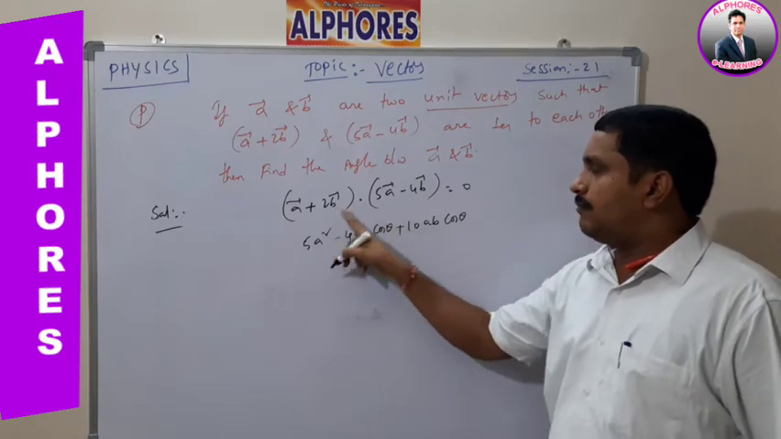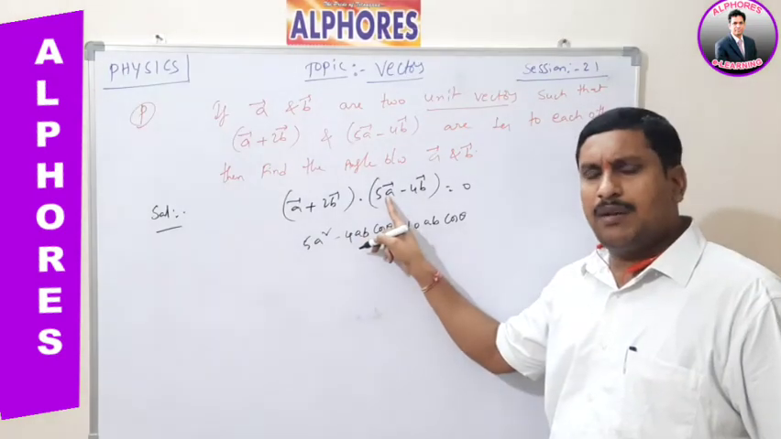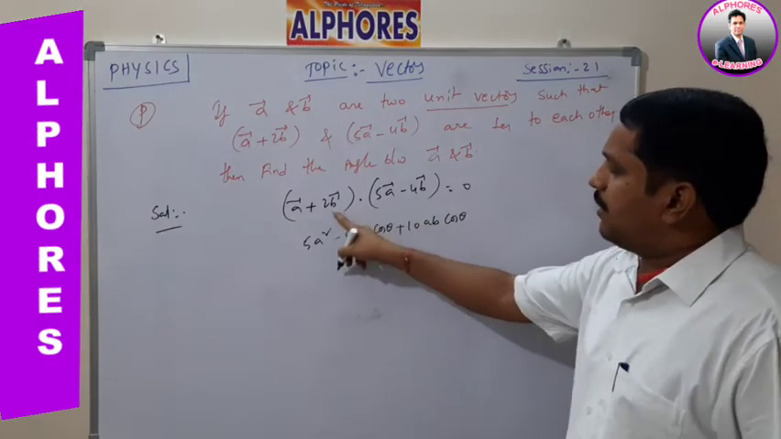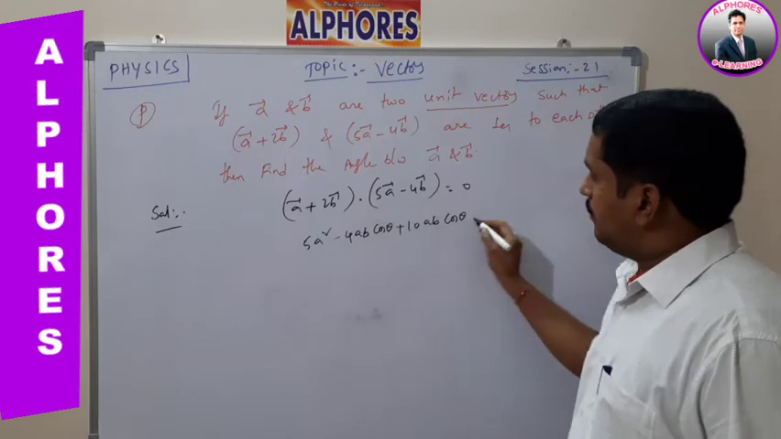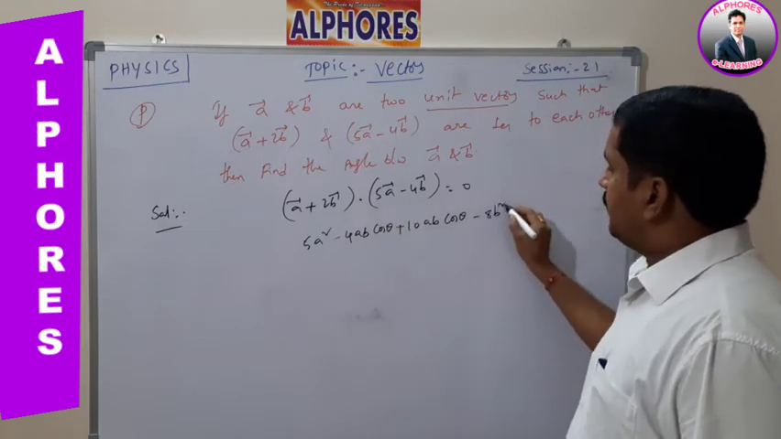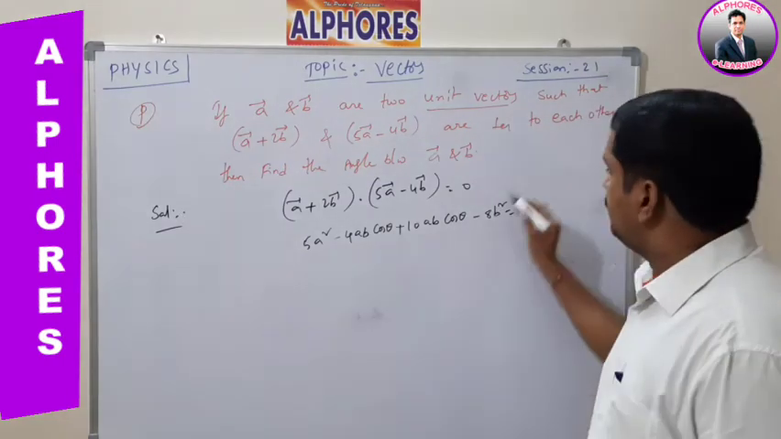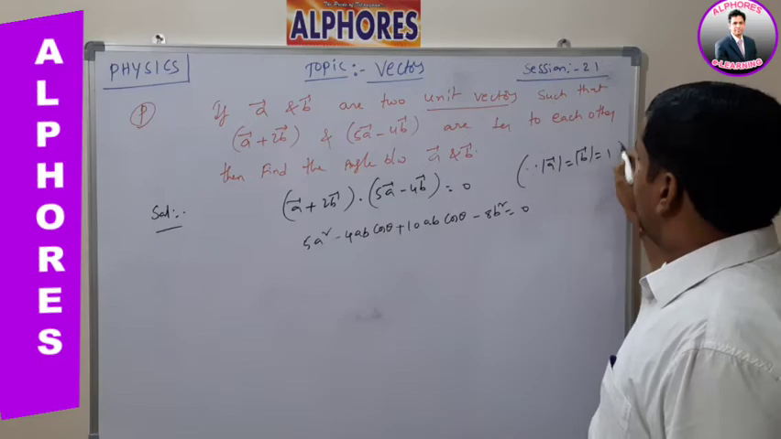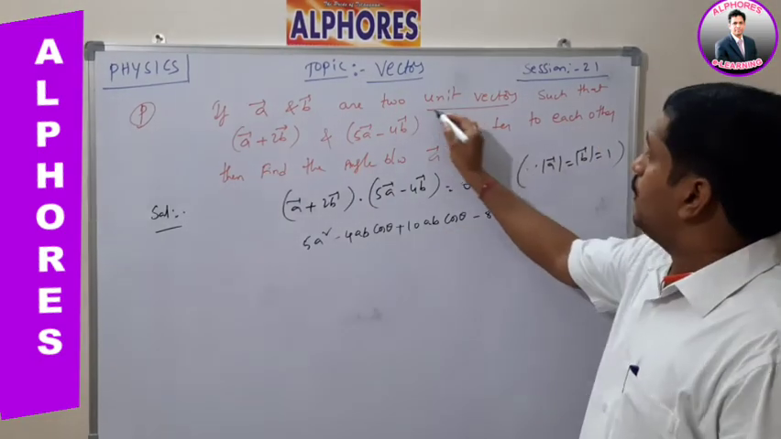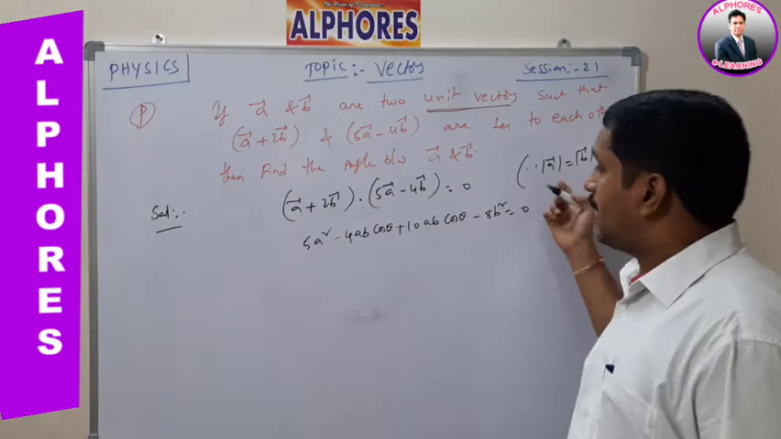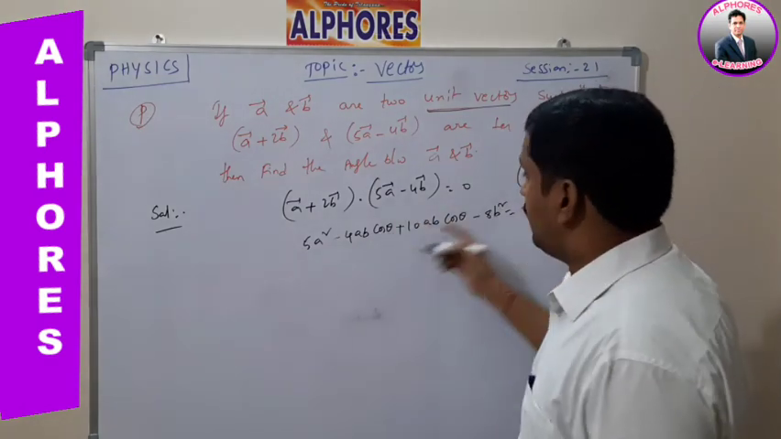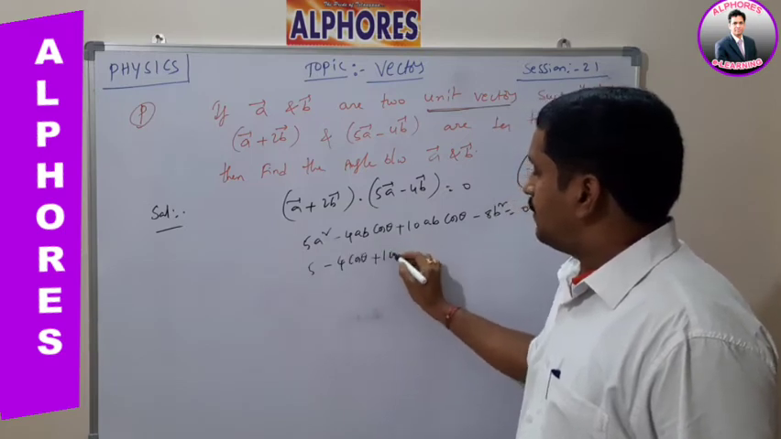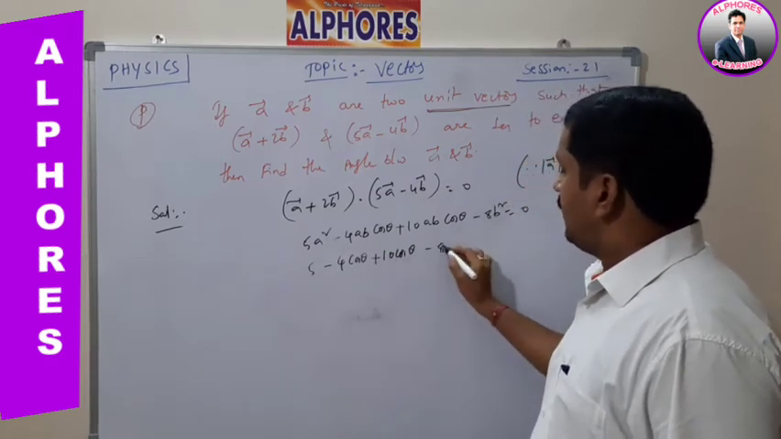Here B bar dot A bar is the same thing as A bar dot B bar, as per the commutative property. That's why I am taking this as 10 AB cos theta. Again, minus 8B square is equal to 0. We know the magnitude of A bar is equal to the magnitude of B bar, which is 1, since the magnitude of a unit vector is always 1. So I substitute the values of the magnitudes of A bar and B bar here. We get 5 minus 4 cos theta, plus 10 cos theta, minus 8, which is equal to 0.